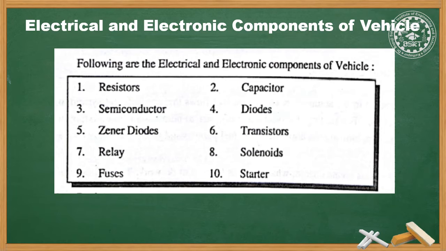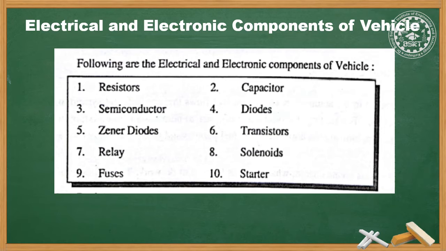Next is relay. A relay is an electric switch that allows a small amount of current to control a high current circuit. Eighth is a solenoid. Solenoids are electromagnetic switches with a movable core that converts current flow into mechanical movement.